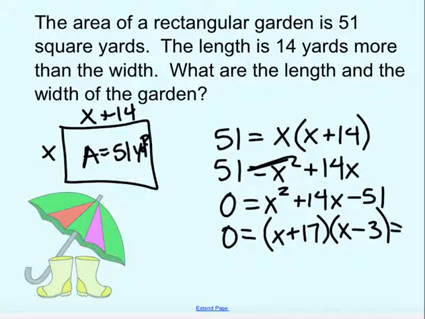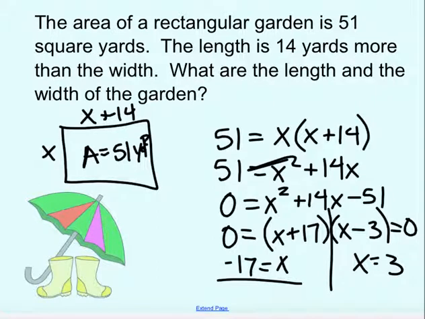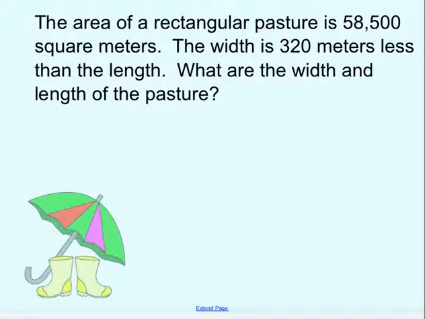Which means when I look at each of these possibilities, x could be negative 17 or x could be 3. Well, my first option here, negative 17, if I have a width of negative 17, that doesn't make a lot of sense because we can't have negative dimensions of something. But x equaling 3 does make sense. We could have a width of 3, and that means that our length is 17, which does give me an area of 51 yards.